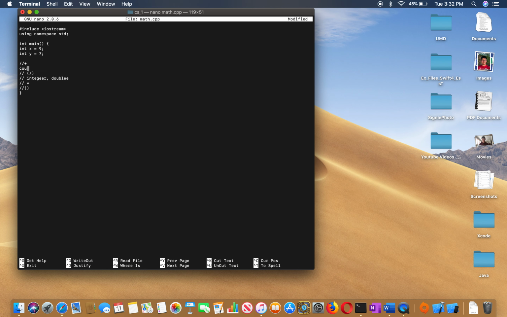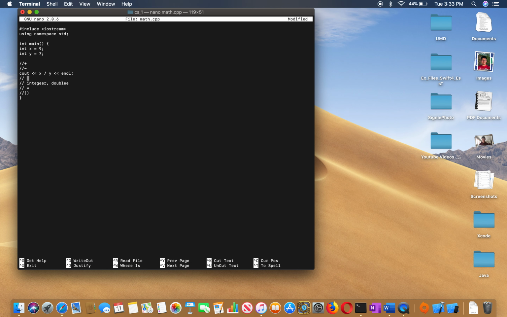Now, the division is very unique, and I'll tell you why. So, let me tell you what this program would do. X divided by y. In this case, x divided by y is dividing an integer by an integer. In C++, if you divide two integers, the output will be an integer.